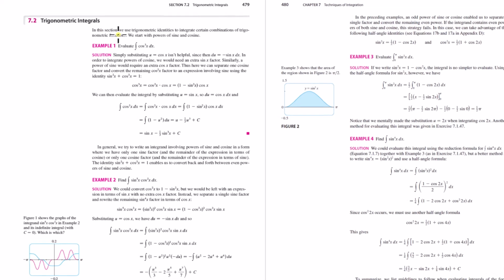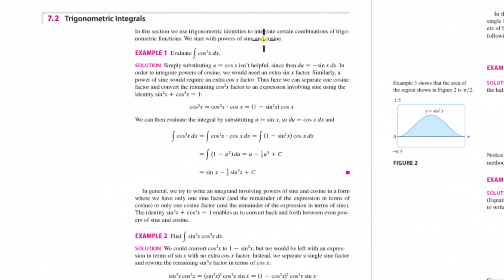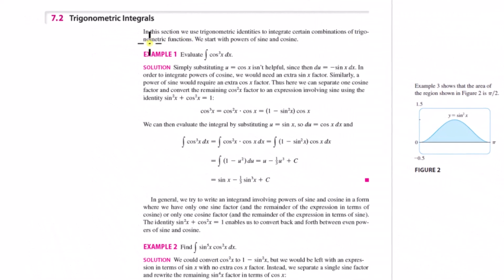It says, in this section, we use trigonometric identities to integrate certain combinations of trigonometric functions. We start with powers of sine and cosine. We're going to look at integrals with powers of just cosine, powers of just sine, or mixtures of powers of sine multiplied by powers of cosine. So here, how do we integrate cosine x cubed?